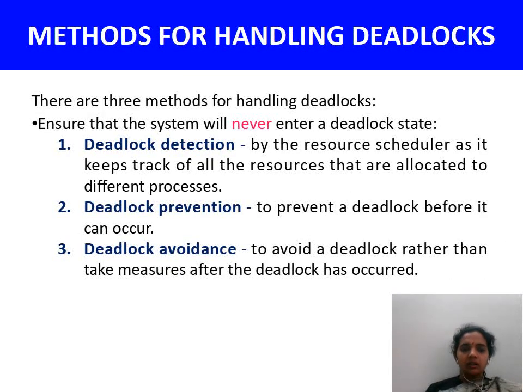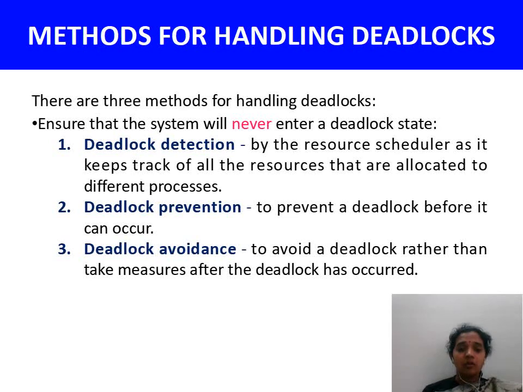There are three methods for handling deadlock. The first one is deadlock detection. Deadlock can be detected by the resource scheduler, which can keep track of all the resources that are allocated to different processes. After a deadlock is detected, it can be handled using a given method.